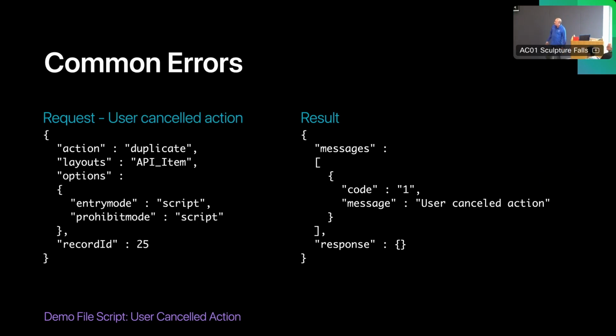So this one here was interesting. This is a duplicate request. I've switched my context from the product table over to the item table, which are those related line items on the order. I have my options set the same to follow script behavior. I know the record ID is valid, but when I ran it, this was the result that I got. It says user canceled action. I'm like, the user didn't cancel the action. I wanted you to duplicate this. What's going on?